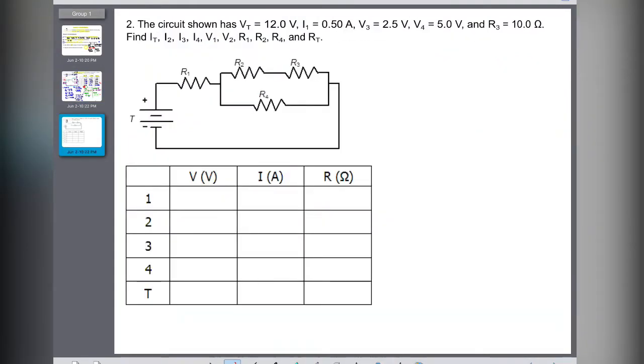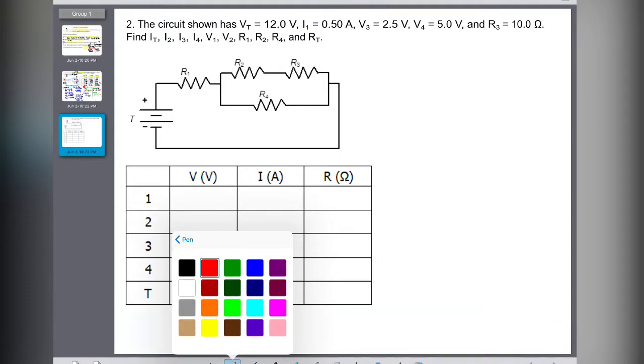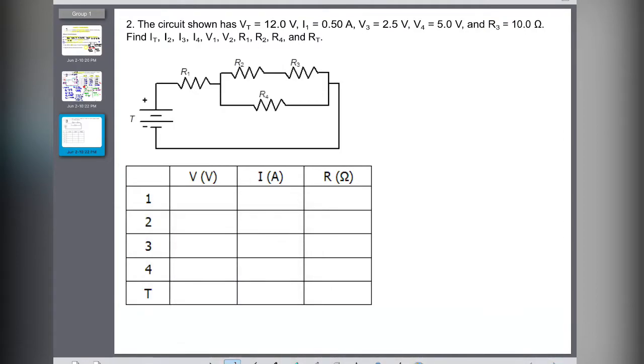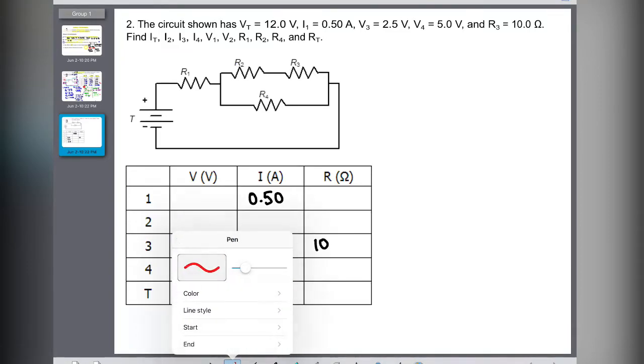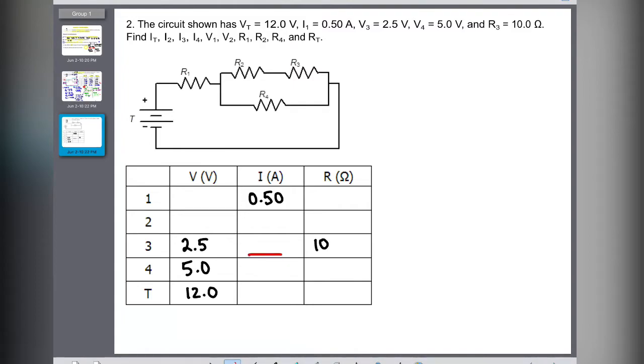All right, let's do the next one. Fill out the information at the bottom. V2 is 12. So I'm just going to use black color. These are the givens. Okay, so VT is 12. I1 is 0.5. V3 is 2.5. V4 is 5.0. R3 is 10.